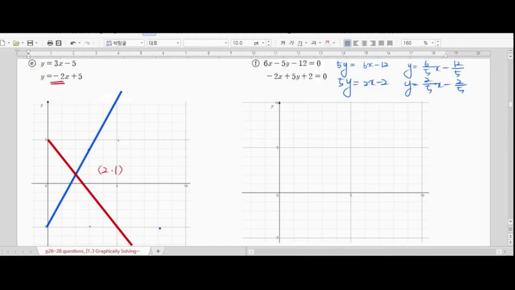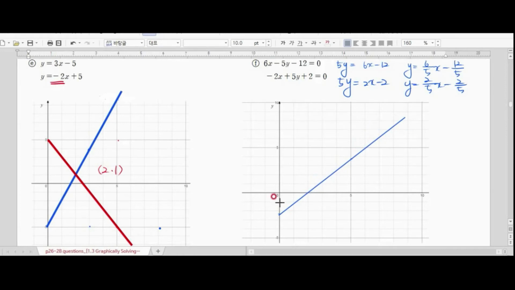And it's just a bit complicated to draw, but let's just try it. So the y-intercept is -12 over 5, so it'll be just about here. And the slope is 6 over 5. So 5 in x and 6 in y, 5, 6, right here. Connecting the 2 points, this will be the graph for the first one.